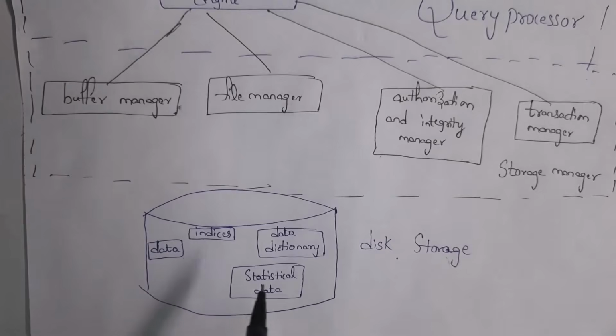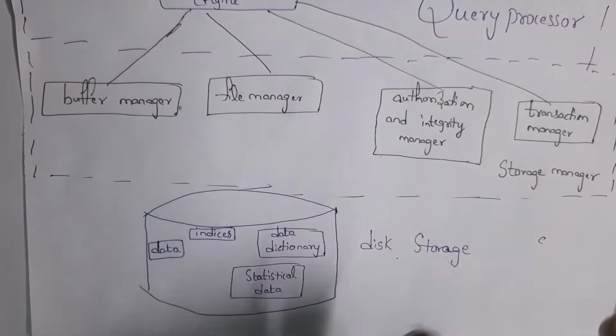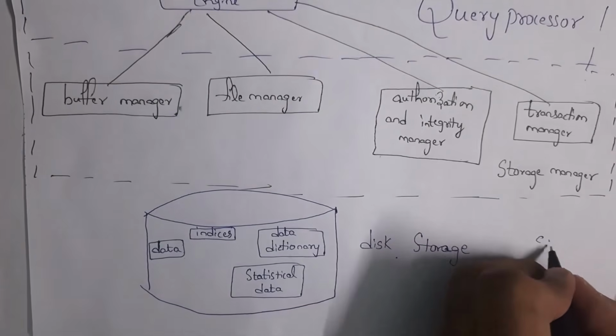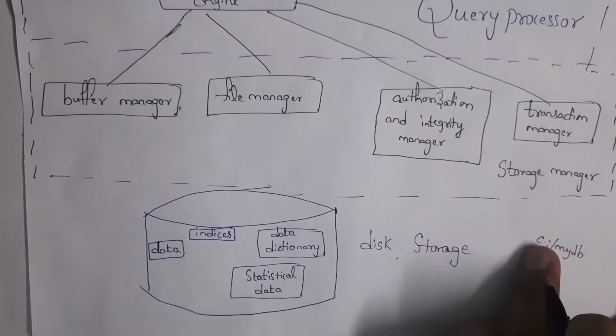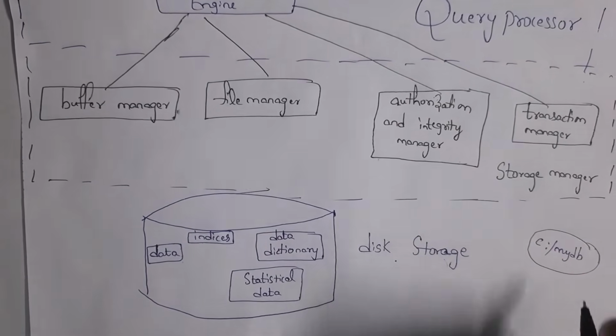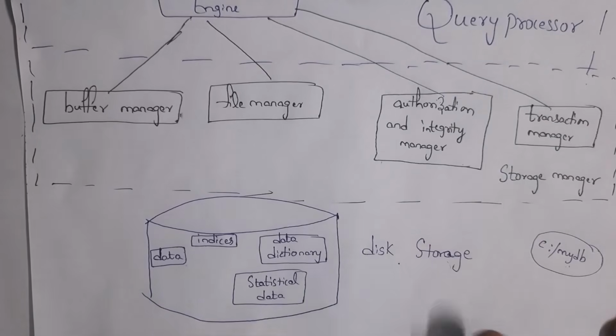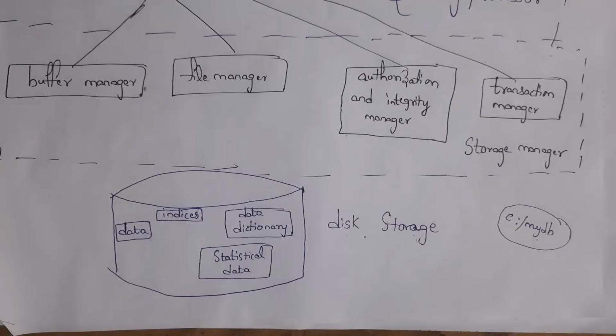For example, in DBMS software, I created one database. In the database, I created multiple tables. For example, now this database and the complete tables are stored in local disk C in one folder. For example, that folder name is MyDB. In local disk C, in the MyDB folder, my entire data is stored. Now we call this location disk storage. Disk storage is nothing but physically where your data is stored. That location is known as disk storage.